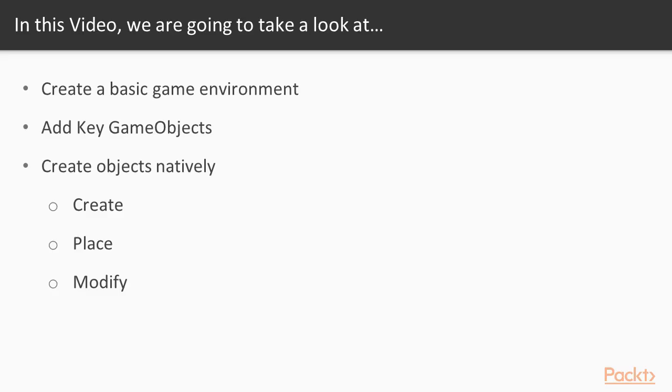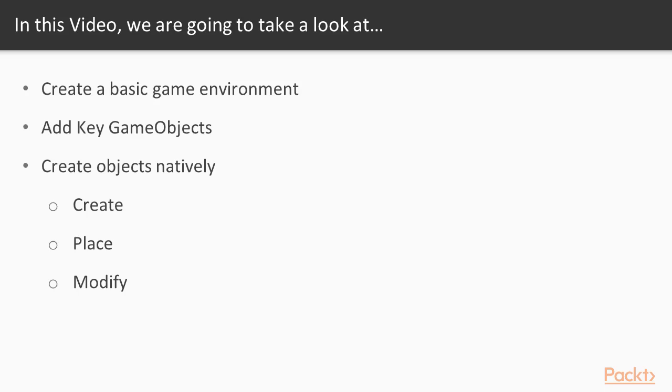In this video, we're going to create a basic game and add a camera and a player controller. That will be the foundation of our game environment. Then, we will create several game objects natively. We will create these objects, place them, and modify them.